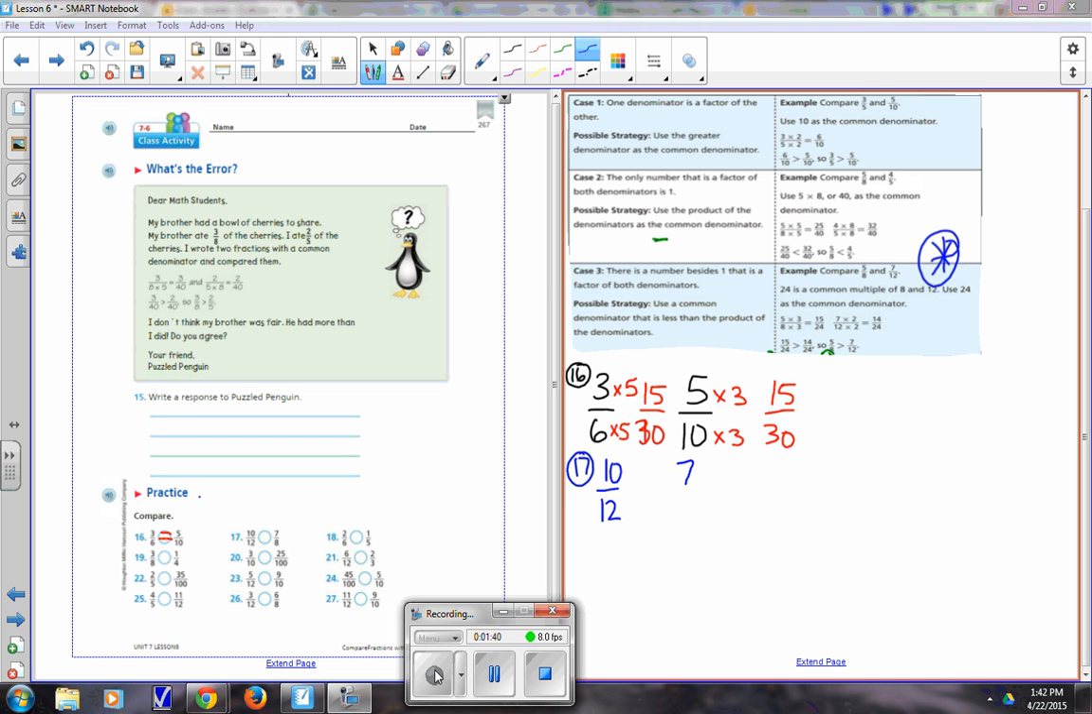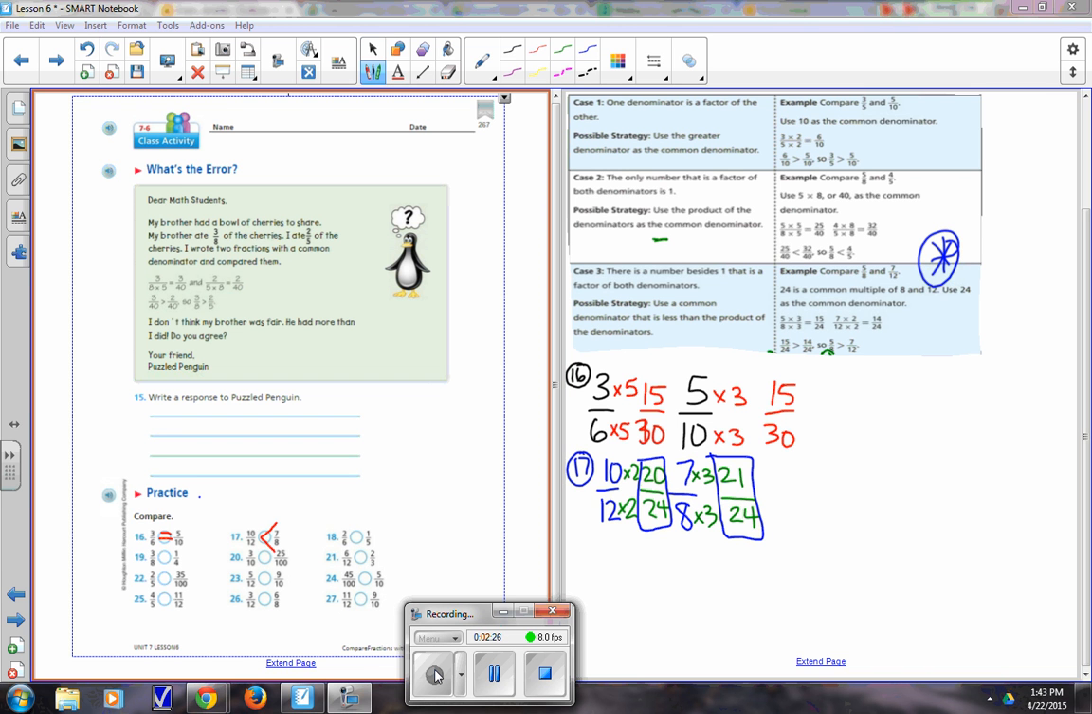But 10/12 and 7/8. I'm thinking of a number that they both can get to. Let's see. I can't get 8 to 12. What's 12 times 2? 12 times 2 is 24. Oh, wait a second. I know that 8 times 3 is 24. Whatever I do to the bottom, I hear you, do it to the top. Times 3. So 21/24 and 10/12 times 2 is 20/24. Now I'm looking at this fraction and this fraction because now my denominators are the same. I can look at the numerators. And 7/8 is greater than 10/12.